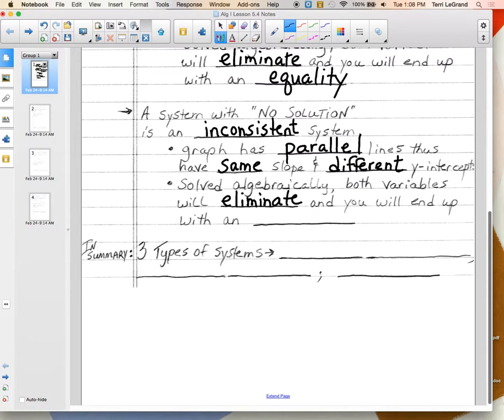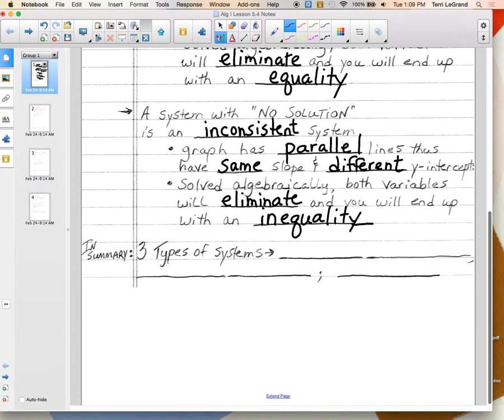And just like back in chapter 4 when we solved one equation and the variable eliminated, if we ended up with a false statement, we said no solution. In other words, there was no number on the number line that would make that true. This is the same thing. If you end up with an inequality, or in other words, something that does not equal something else, you have a no solution one. There are no ordered pairs that are going to make that true.